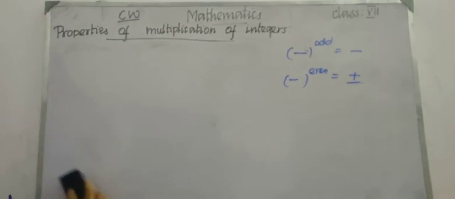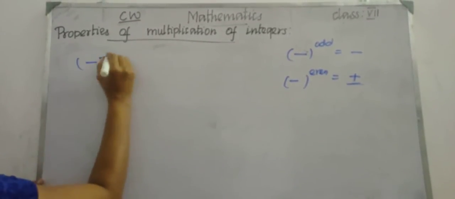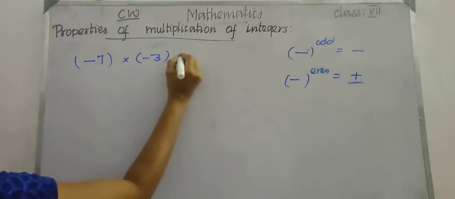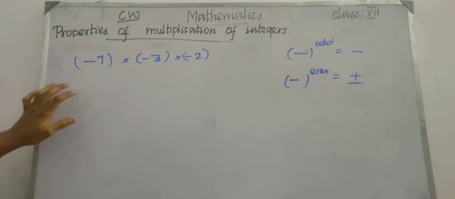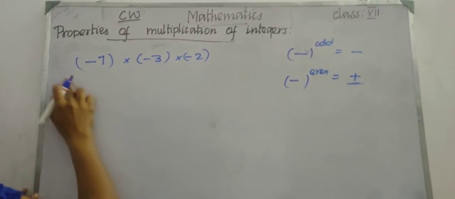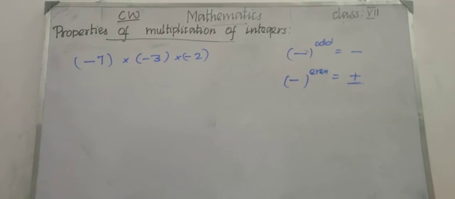Okay, let us multiply minus 7 into minus 3 into minus 2. Let us multiply 3 negative integers. 3 means it is an odd number, right? 3 is an odd number. Is it, children? So let us multiply.